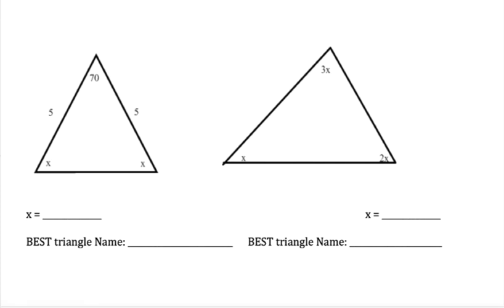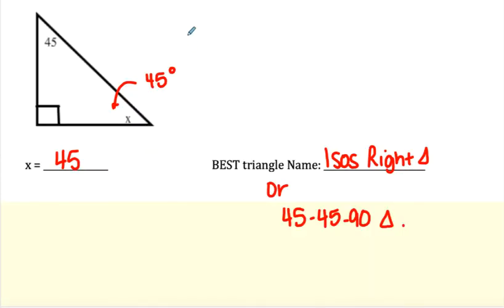All right, and then the last one, if we look very carefully at it, we can see that it's got a right angle and a 45-degree angle, which makes x 45 degrees. Okay, now our best triangle name we just talked about would either be an isosceles right triangle or a 45, 45, 90 triangle.